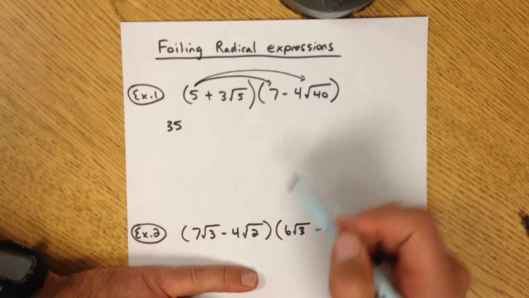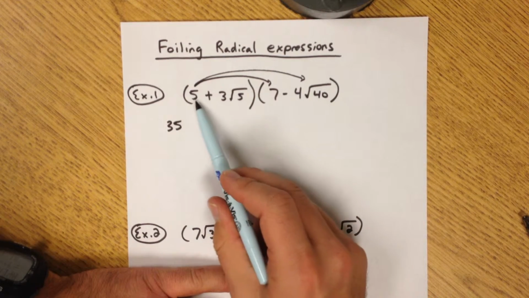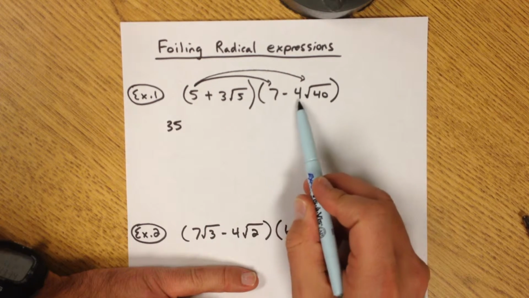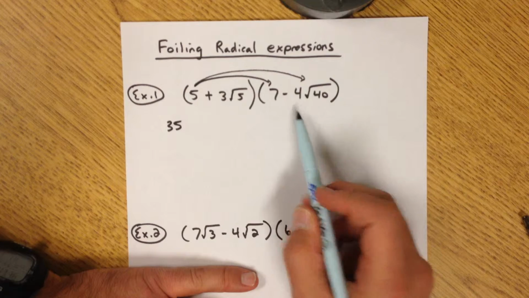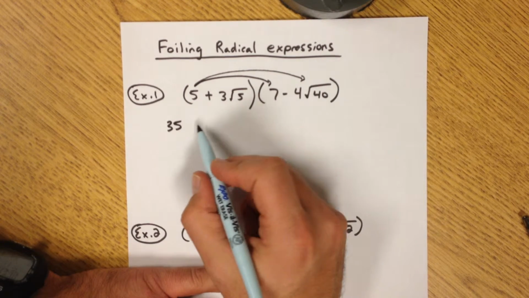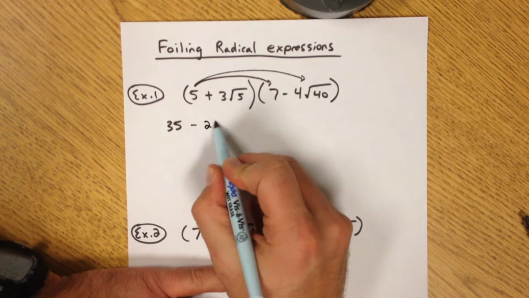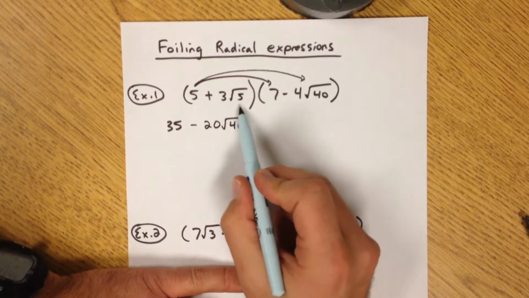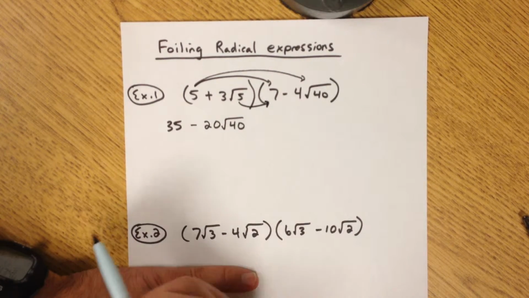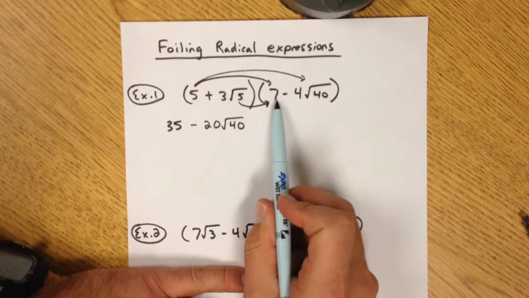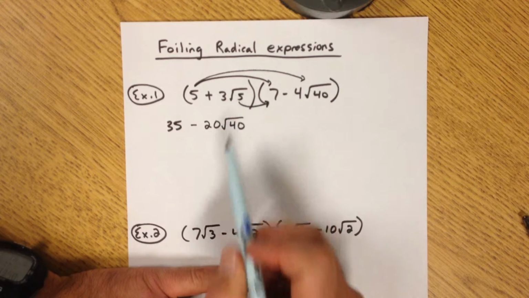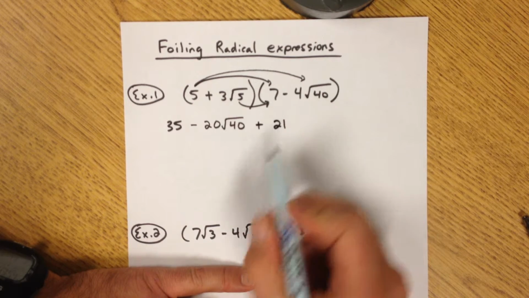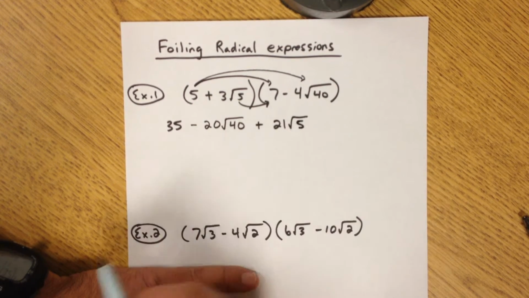4 radical 40. So if you think about it, the 5 is a whole number. It's going to be multiplied with just the 4. There's no radical term here, so it's just going to become negative 20 radical 40. Okay, think of this as 7 times 3 radical 5. That is just a positive 21 radical 5.